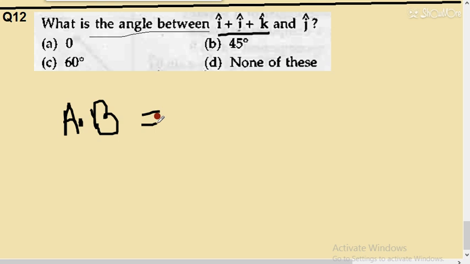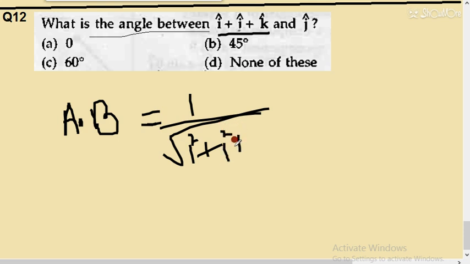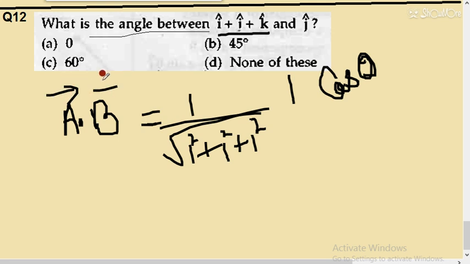So A dot B is equal to magnitude of A times magnitude of B times cos of the angle between them. Magnitude of A is under root 1 square plus 1 square plus 1 square. This is the magnitude of the first vector. The magnitude of the second vector, j cap, is 1. I am using the concept of dot product here, so I can directly find the dot product between them.